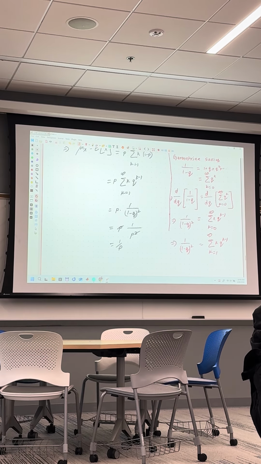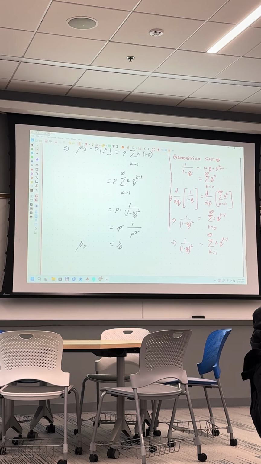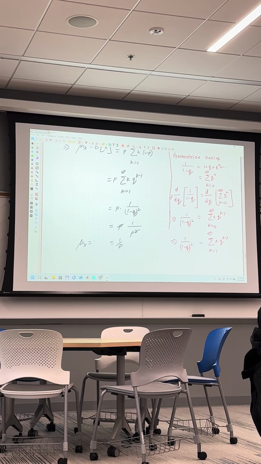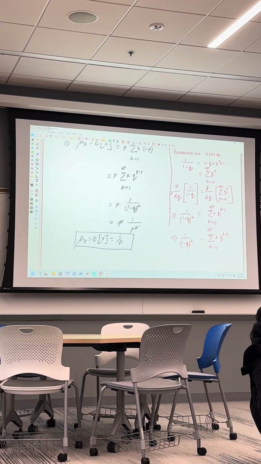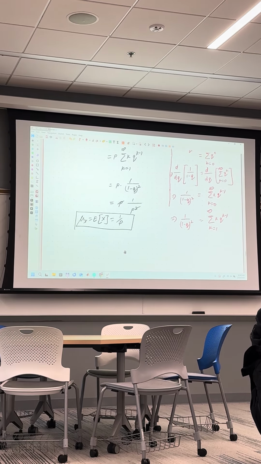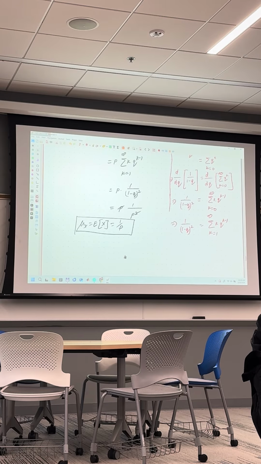So therefore, the expectation, which is the mean of geometric random variable x, is simply 1 over p. So it's very easy. So the mean of a geometric random variable is 1 over p.